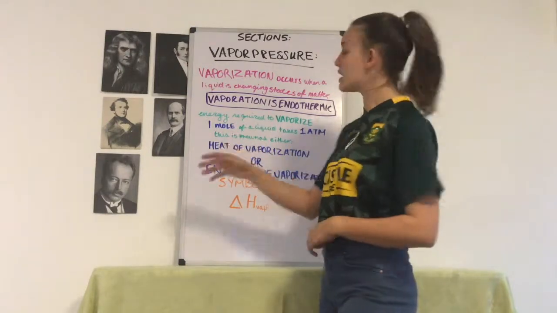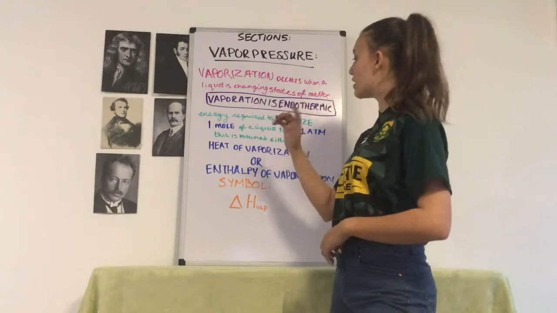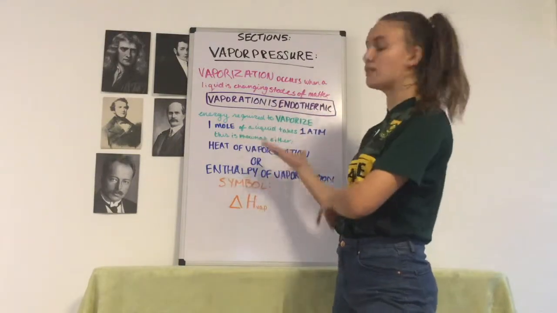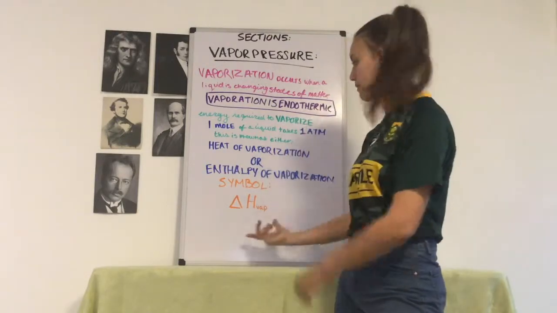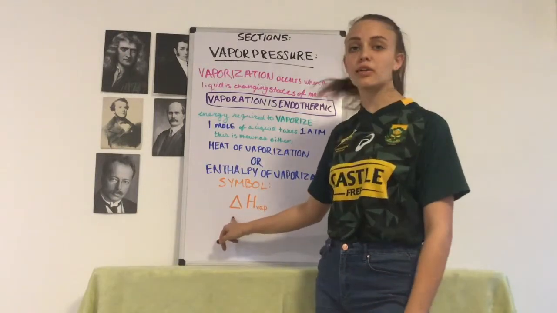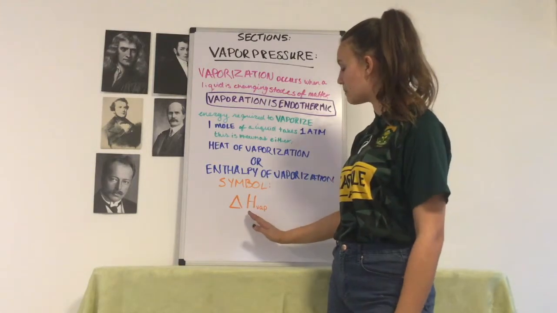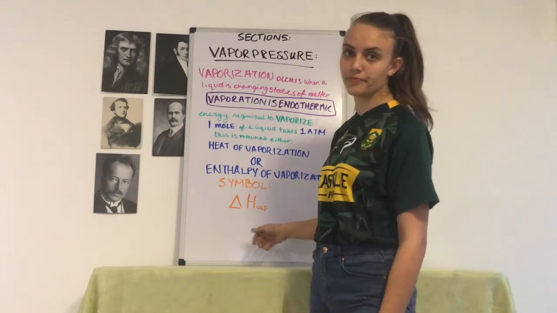Basically it's saying that the energy required to vaporize 1 mole of a liquid at 1 atm is what is known as the heat of vaporization, or the enthalpy of vaporization, and that's its symbol. The triangle means it's a delta, so it's the change of heat of vaporization, so that's what the VAP stands for.